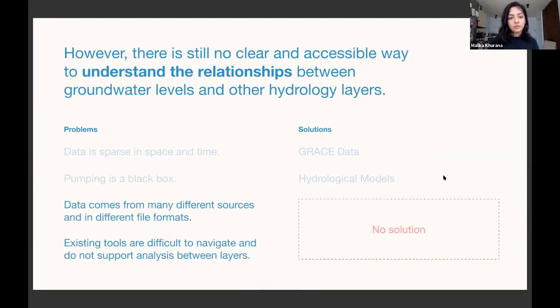And finally, the other problems are that the data for these different hydrological layers involved in the water system come from so many different sources and in totally different file formats. And existing tools that try to bring this together are really difficult to navigate, and they don't really support analysis between the layers. So there isn't really a clear and accessible way to actually bring all this together and understand the relationships between groundwater levels and these other water layers, as well as pumping.